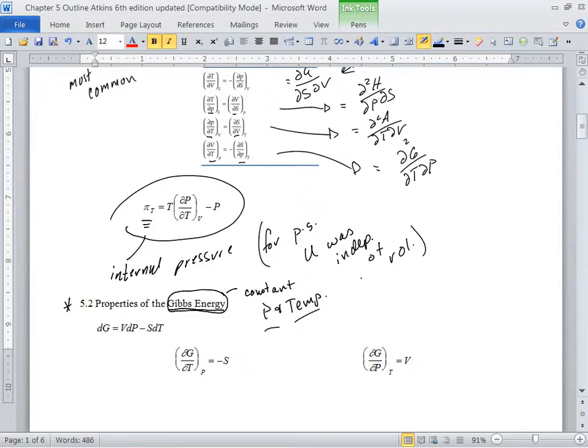And more insight into it: the Gibbs function is what you minimize. It becomes minimized when chemical equilibrium is achieved.